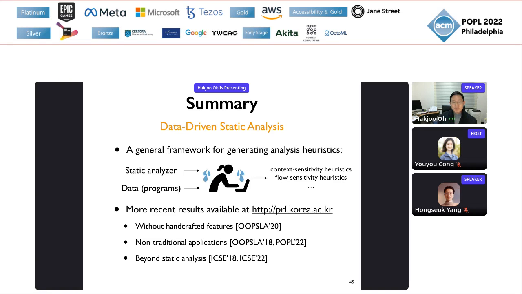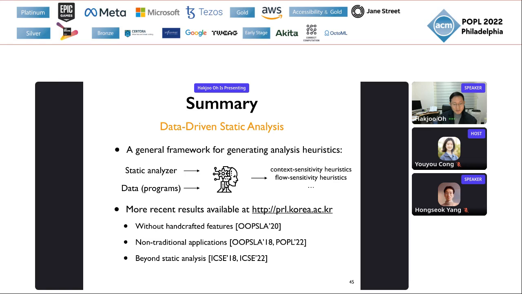Okay, let me summarize. In this tutorial, I introduced a data-driven static analysis framework, which can be used to generate analysis heuristics automatically from data. And you can see more recent results on my web page. For example, in this talk, I assumed the features are given by the users of this framework. But in some cases, we can automatically generate the features as well.